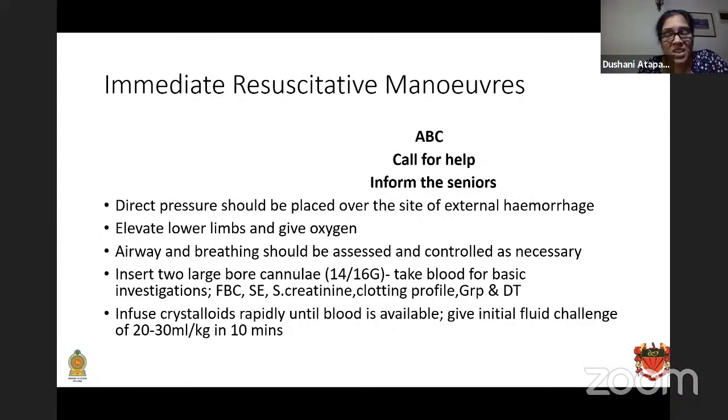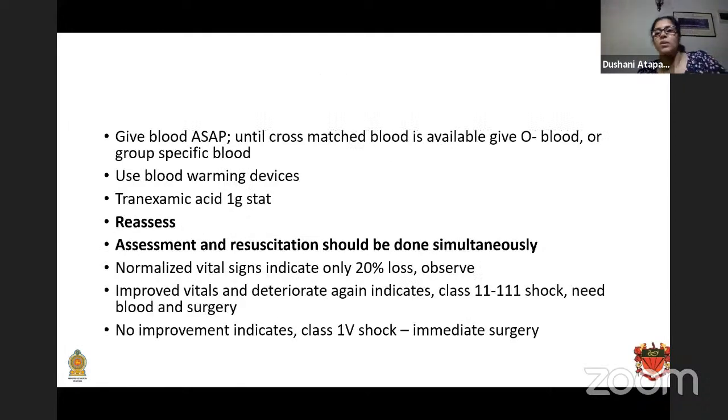But if it is available in the wards, but if you can't grab a Hartmann's, take normal saline. The next pint you give Hartmann's like that. So keep on giving fluids, and as soon as the blood is available, you give blood. It will take at least 20 to 30 minutes to cross-match blood. So until the cross-matched blood is available, you give O negative blood or group specific blood, and then use blood warming devices. I'm not sure whether these things are available in the wards, but of course it's available in the theater.